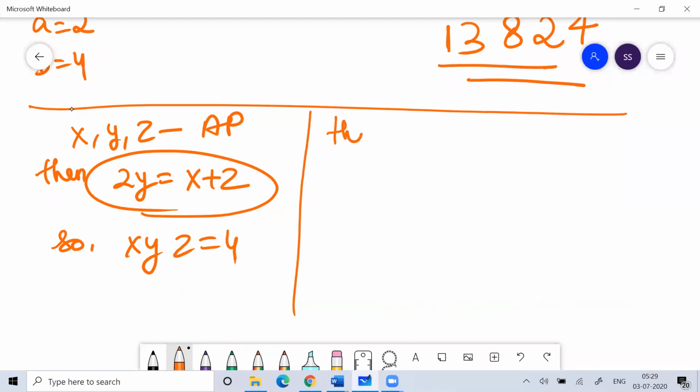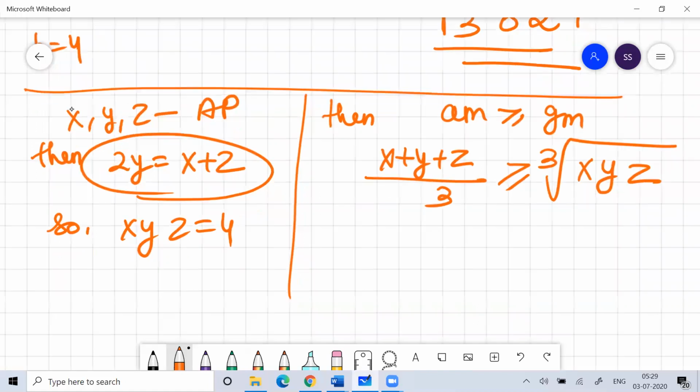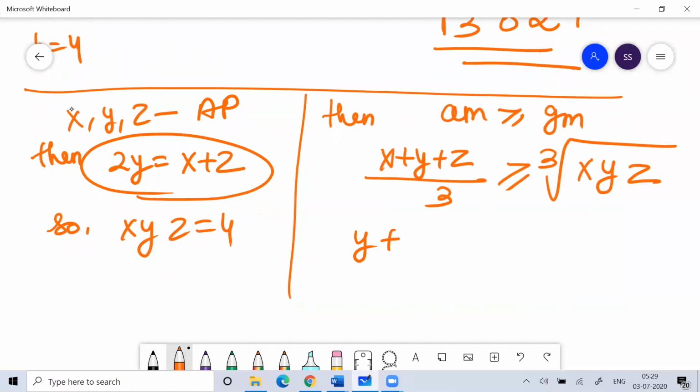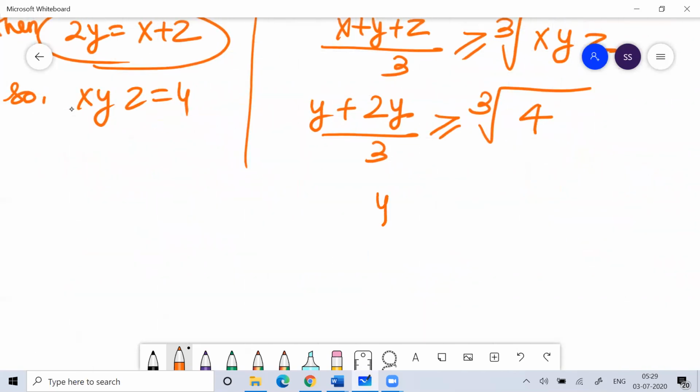Okay, so then you can say that the arithmetic mean is greater than or equal to the geometric mean. So the arithmetic mean of x, y, z is greater than or equal to the geometric mean of x, y, z. Now you know that x plus z is equal to 2y. So (2y plus y) divided by 3 is greater than or equal to the cube root of xyz, that is equal to 4. So this is 3y by 3, which means y. So y is greater than or equal to the cube root of 4.